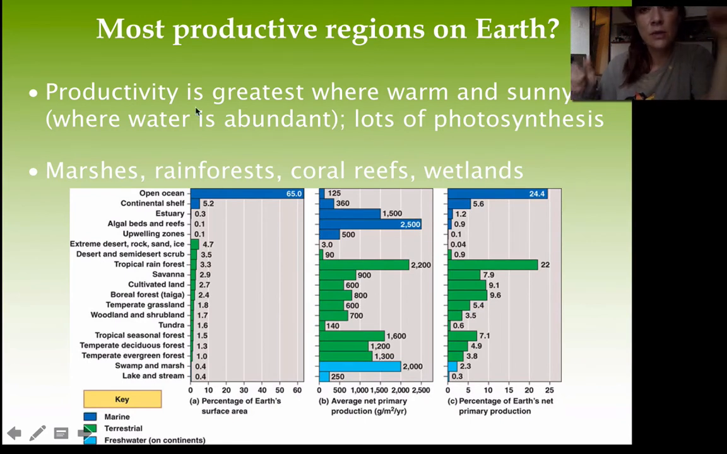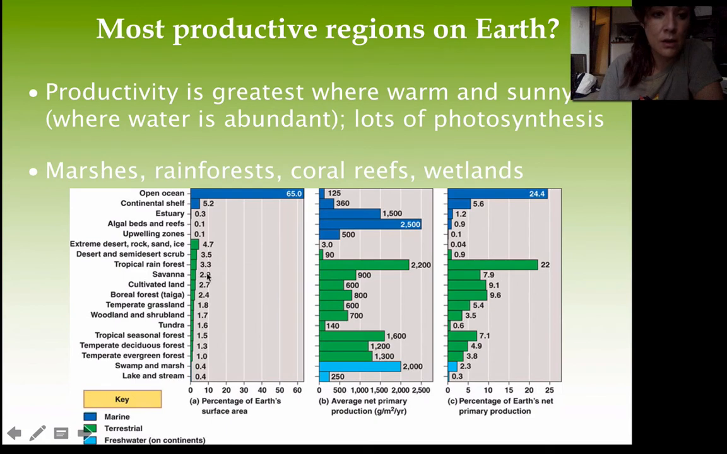In other words, productivity is related to photosynthesis. So as you can see here, we're going to look at average net primary production. The places that are warmest, sunniest, are the most productive. Surprise, surprise, tropical rainforests, super productive. Maybe you didn't know that. No, you probably knew. The coral reefs, algae beds and coral reefs, are next most productive. And then a lot of your wetlands. I'm going to talk about wetlands a whole bunch. Your estuaries. Let's look at your swamp marshes. Super productive places.